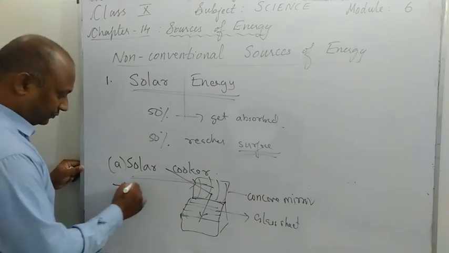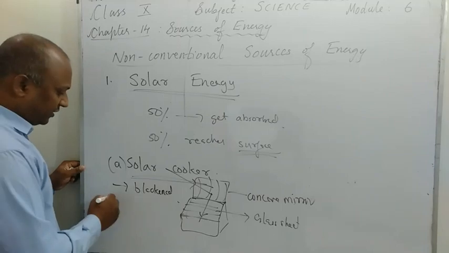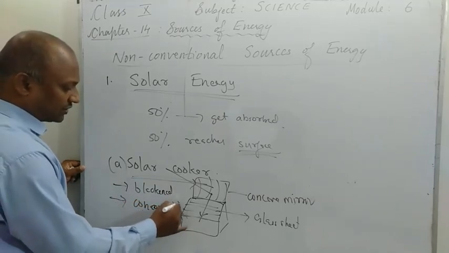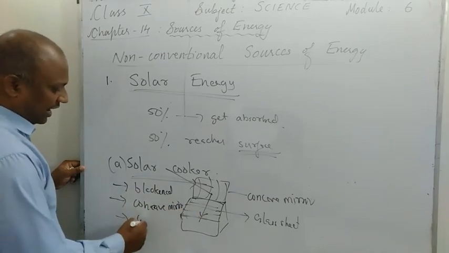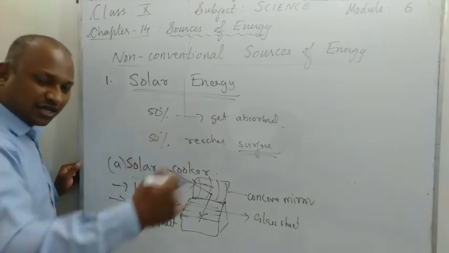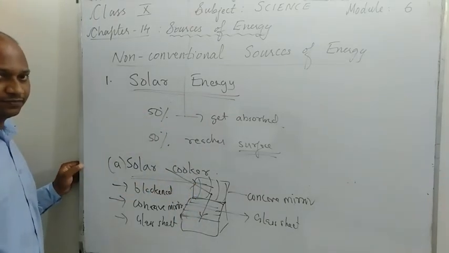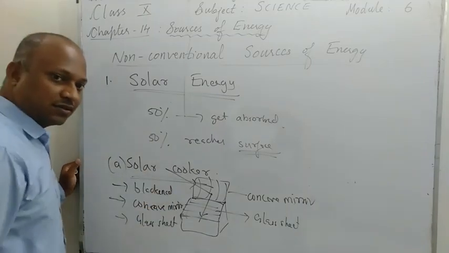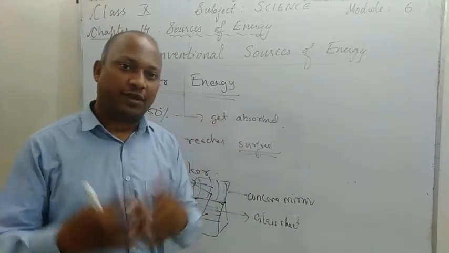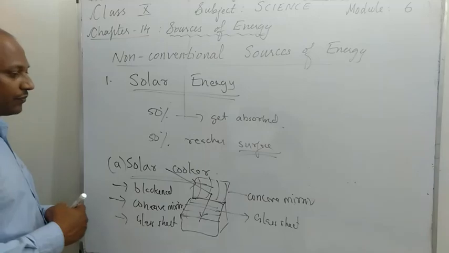So it has a blackened surface which absorbs more heat. It has a concave mirror which focuses more sun rays into it, and it has a glass sheet which produces the greenhouse effect, which in turn enhances the temperature inside, which helps the solar cooker to acquire the required temperature for cooking.